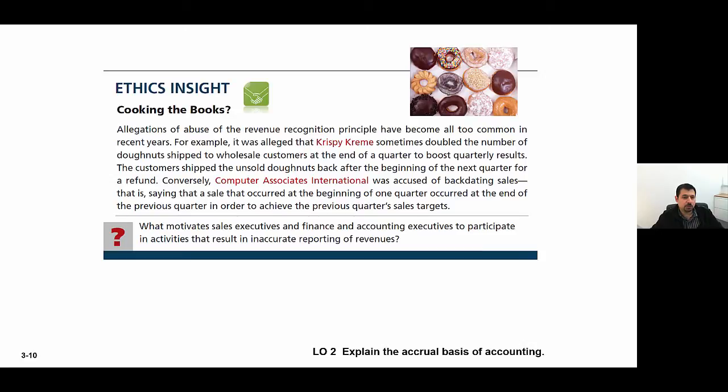And as we can see here, Krispy Kreme allegedly used to boost their sales at the end of the quarter by striking deals with certain wholesale customers, where they would send them large amounts of donuts that would be returned right after the quarter had ended. Eventually, that would lead to a loss in sales, but for a short time, it would boost their quarterly results.